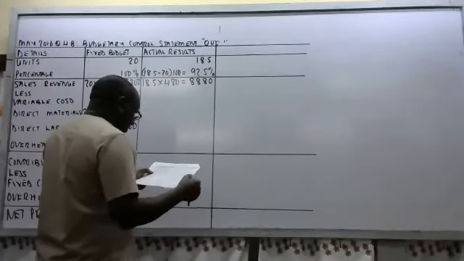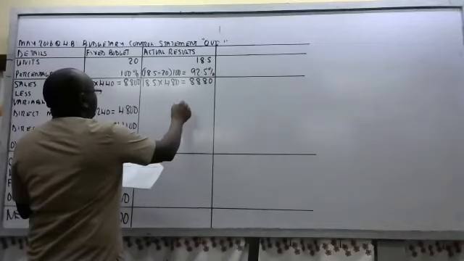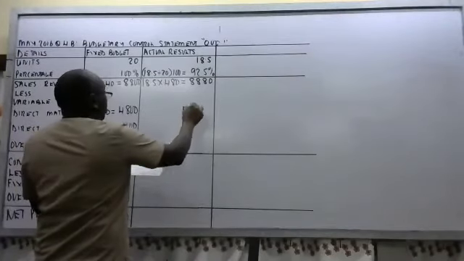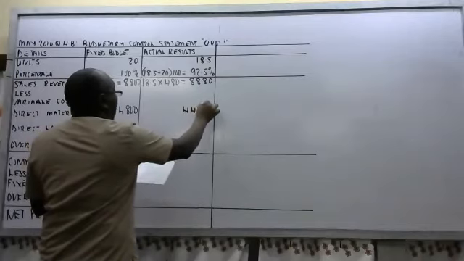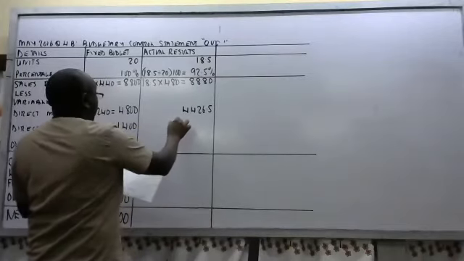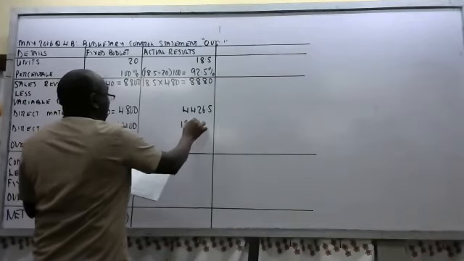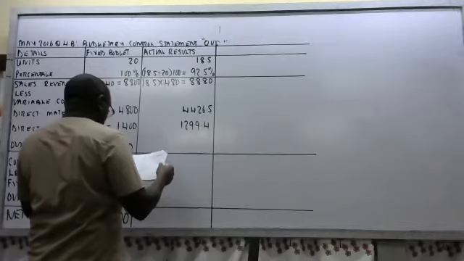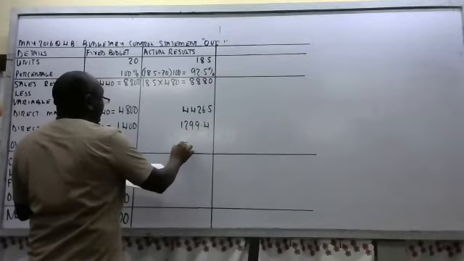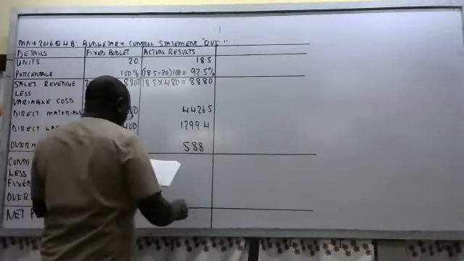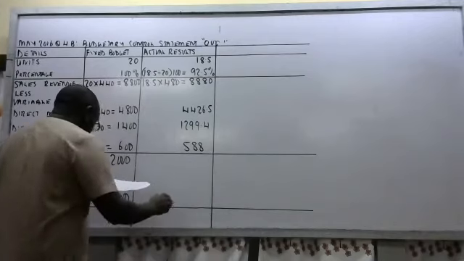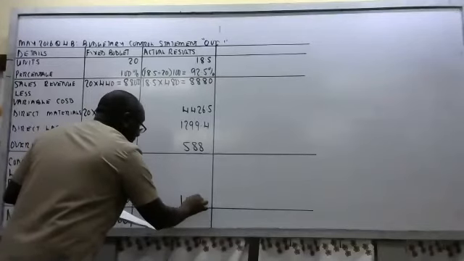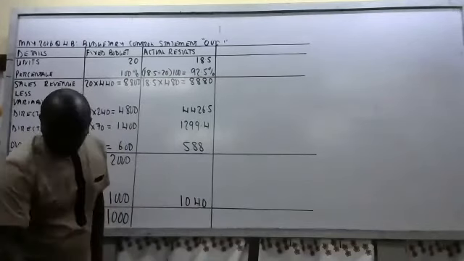For direct materials, it is 4426.5. Labor, it is 1299.4. This other one is 588. And the fixed down here is 1040.